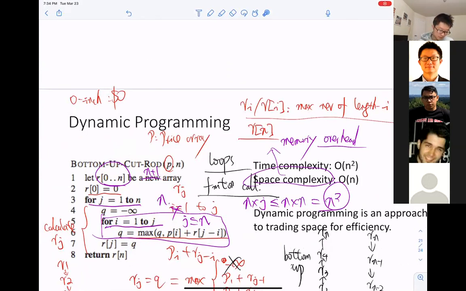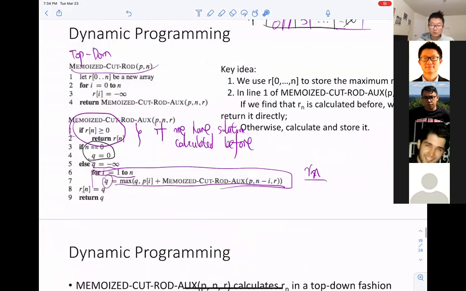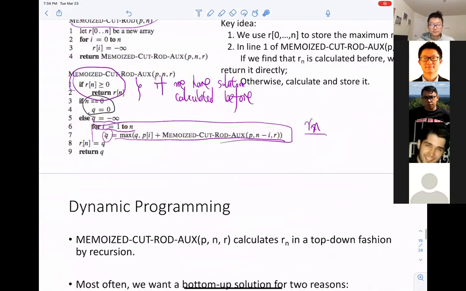Okay, is there any other question for me? For bottom up and top down, their time complexity is different, right? The same. They have exactly the same complexity. I don't show the complexity analysis of top down because it's recursive and hard to explain, but they're just the same.